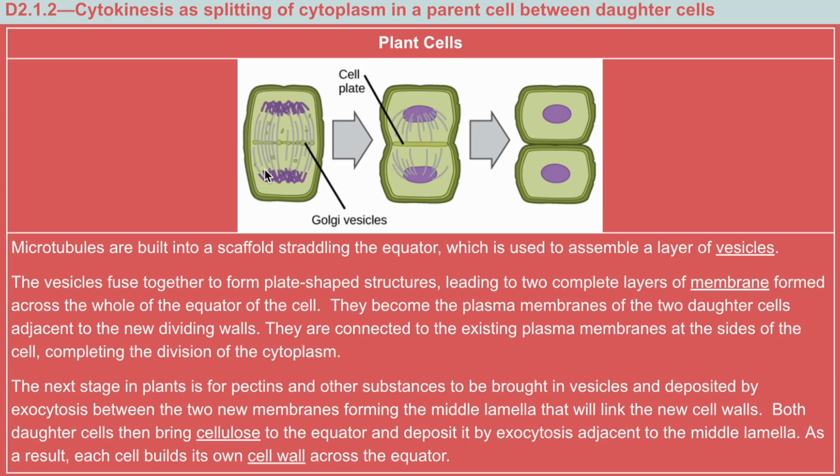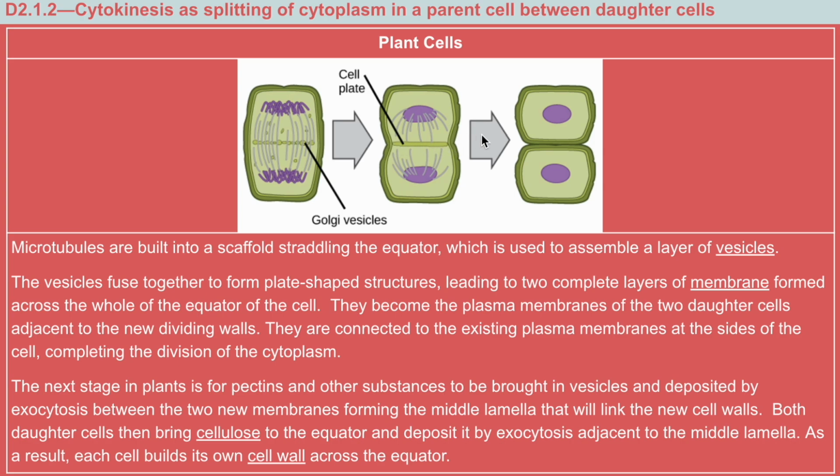Plant cells are going to be a little bit more complicated because plant cells have cell walls and a plasma membrane along the inside of that. So we're going to need to not just divide the plasma membrane and make new plasma membrane, but new cell wall. First up, microtubules are built into a scaffold that straddles the equator, and that's used to assemble a layer of vesicles. Now we know that vesicles are made of phospholipid bilayer, which is what cell membranes are made of. And so those vesicles that assemble fuse together and form those two plates of membrane.